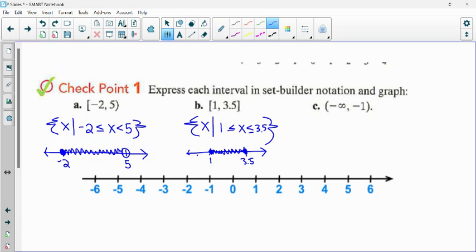And then the last one is from -infinity to -1. So x such that. All right, so if I have a point at -1, it would be an open dot at -1 because it's not equal to. If we're shading that to -infinity, which way would it be shaded? To the left. So we can write this one of two ways.